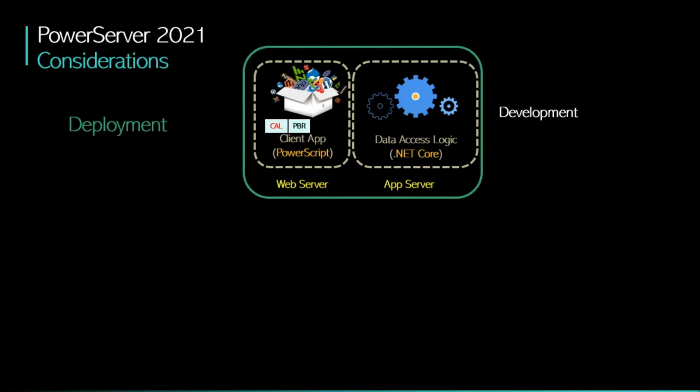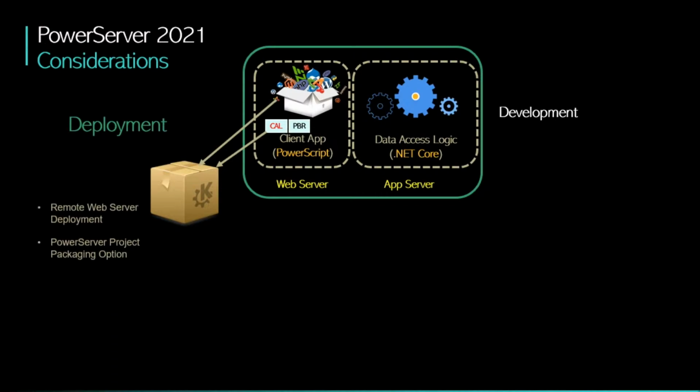So, PowerServer considerations for deployment. Deployed to the web server in your development environment is the application, its supporting external files, the Cloud App Launcher, and the PowerBuilder runtime. And we need some way of moving it to a different environment. We can use the remote web server approach, because you could go into the project and say, hey, I want to be able to deploy that to a remote server. That may be good from development to user testing.